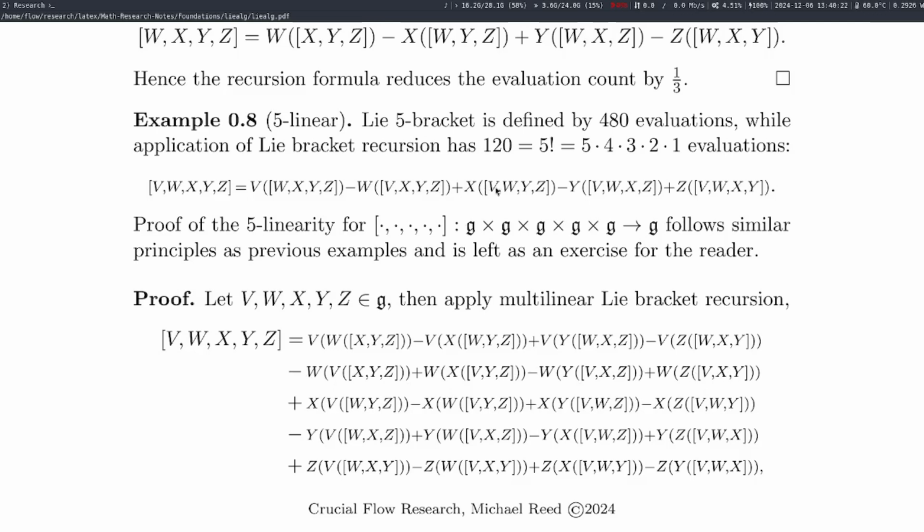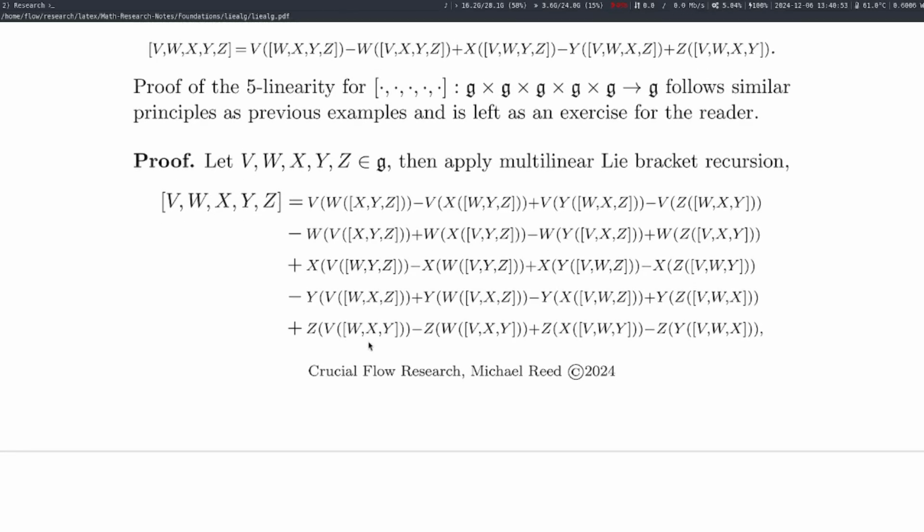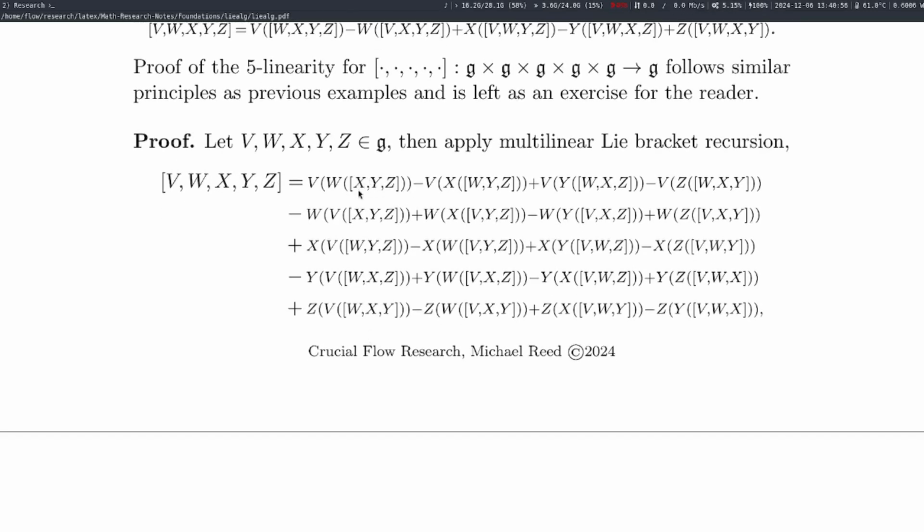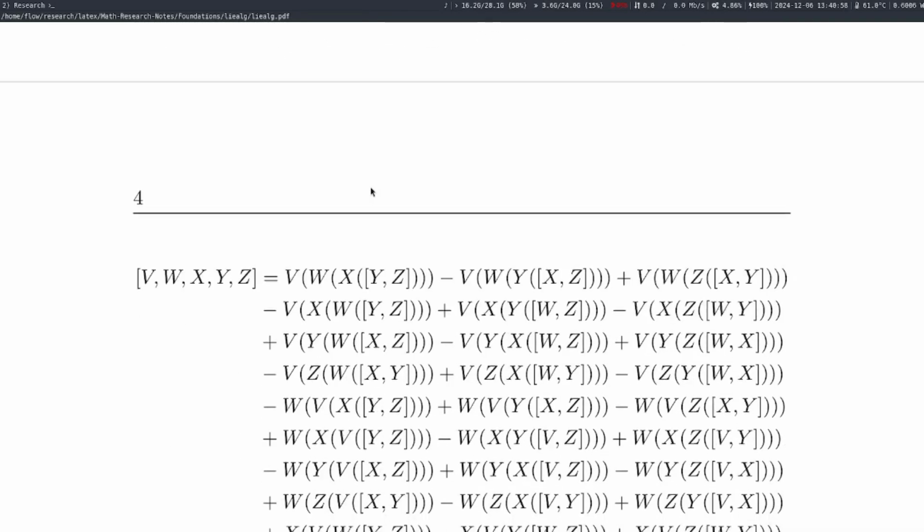And same with each of these. So now it's for plus x and minus y and plus z. So we end up with these alternations of signs, of sums of these different brackets, permutations of lower order brackets, and we have 5 rows of that. And now we can still expand this further by expanding the trilinear bracket, right?